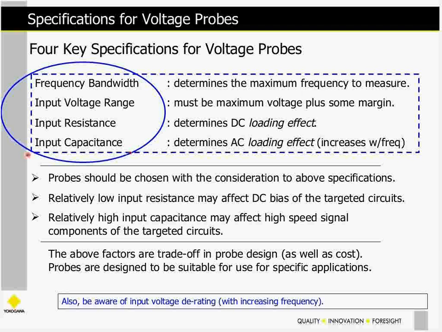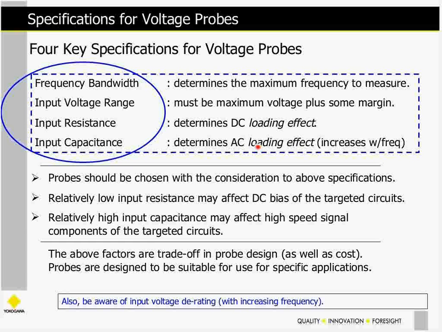Increasingly important with increasing frequency is input capacitance. This gets overlooked a lot, but a passive probe might have something on the order of 100 picofarads, which can be a problem at some point. We'll discuss that. An active probe might have 1 picofarad, which actually could still be an issue at some frequency.